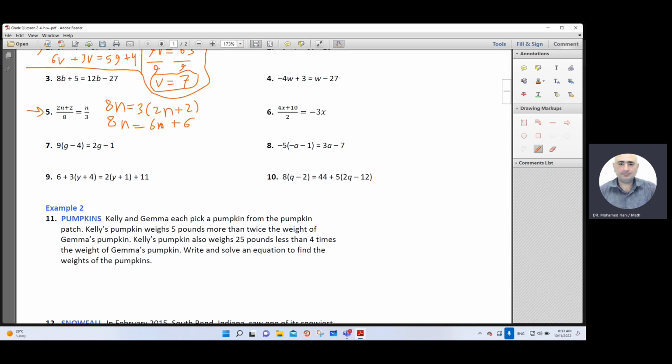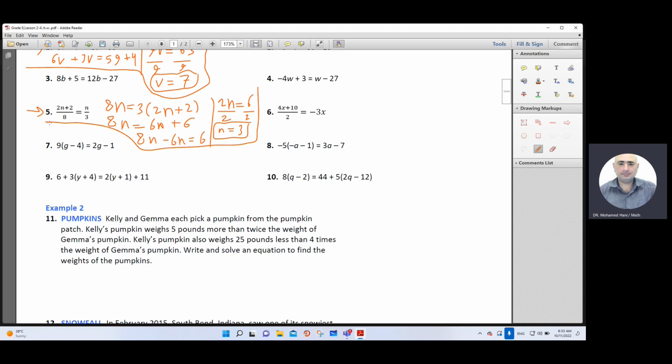Then you can take the variable to the variable on the same side. So here you have 8n minus 6n equals 6. Then do subtraction here. 8 minus 6 will be 2n equals 6. Then you can divide the two sides by 2 to remove the coefficient. So it means we have n equals 3. This is the solution.